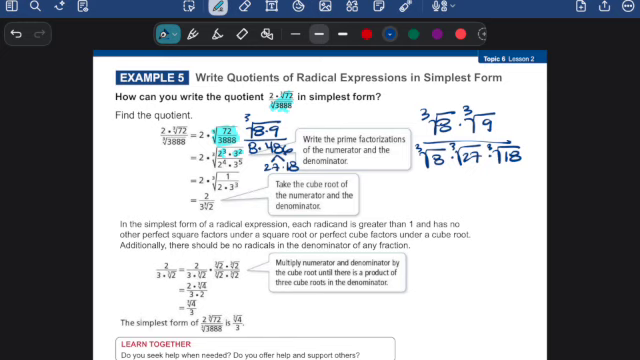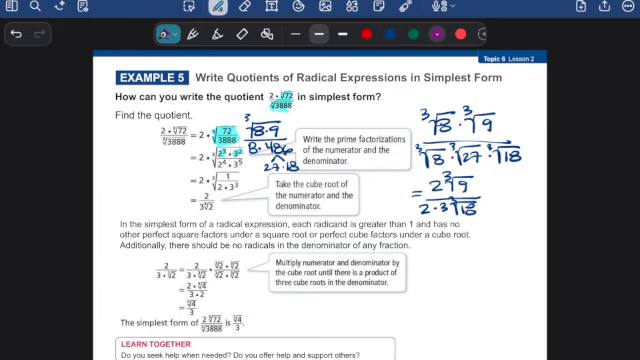Okay, so each factor can get its own radical also. And now I can simplify. So what's the cube root of 8? 2 times the cube root of 9. Can't do anything with that. And then in the denominator, I'm going to have a 2 times a 3 times the cube root of 18.